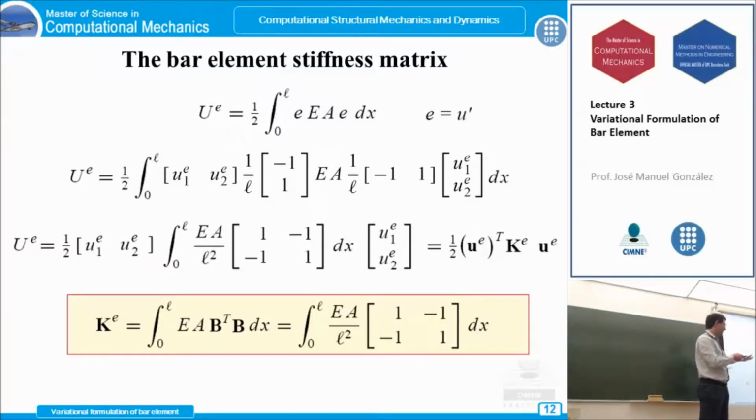So we can identify these terms using this expression there on the right. We have these nodal values, and inside this integral is what we call the stiffness matrix. So the stiffness matrix is the integral of the rigidity and the product of the strain displacement matrix B times B transpose. So if we calculate this matrix product, we can get to this expression here and get the integral, and this integral is what we call the stiffness matrix.